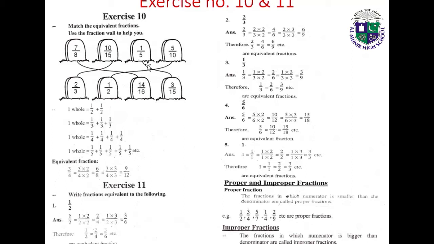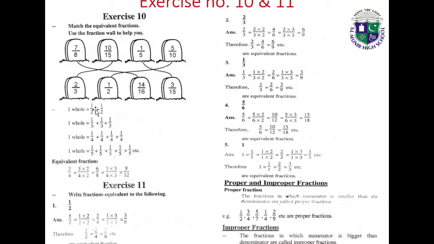3 ones are 3, 3 fives are 15. 7 over 8: 2 sevens are 14, 2 eights are 16. 1 by 2: 5 ones are 5, 5 twos are 10. 1 by 5: 3 ones are 3, 3 fives are 15. 1 by 5 and the value of 10 by 15: 5 twos are 10, 5 threes are 15.